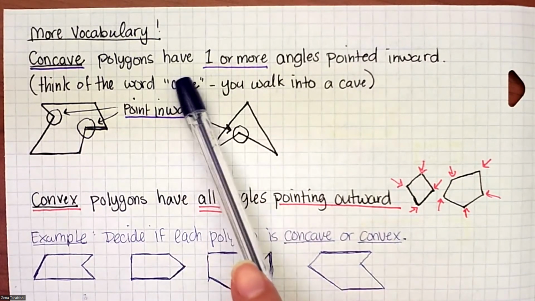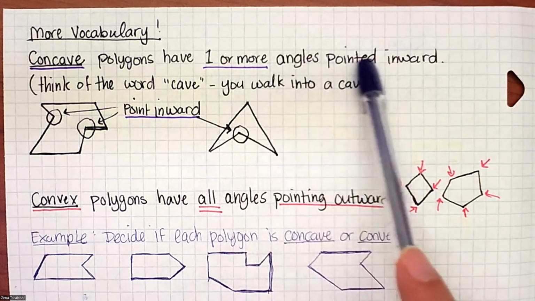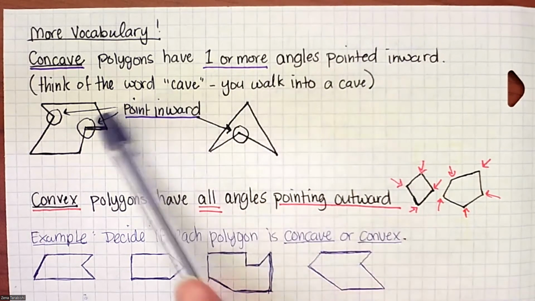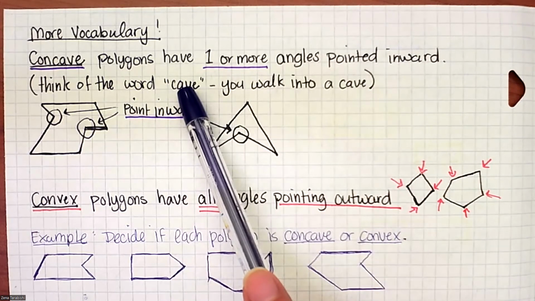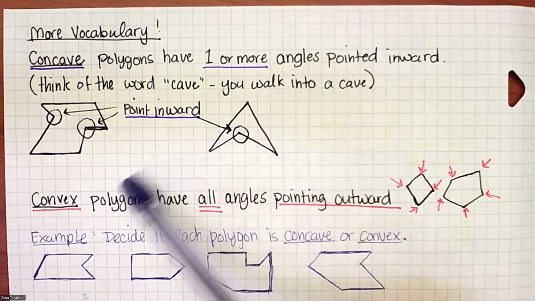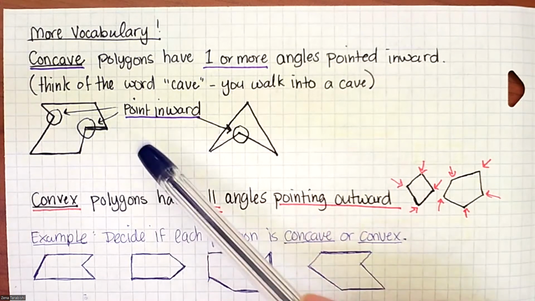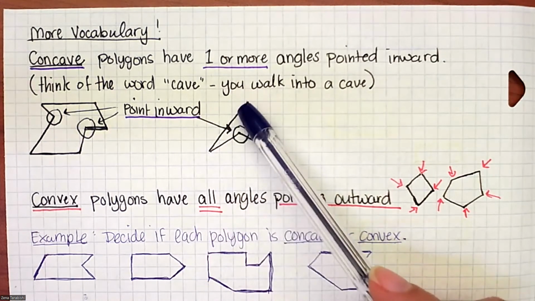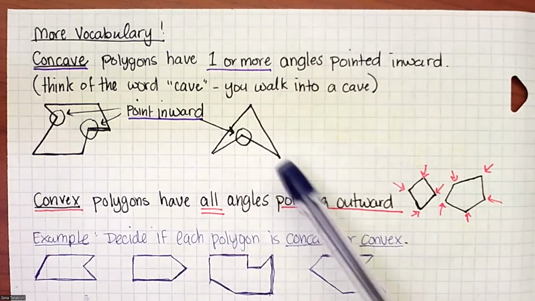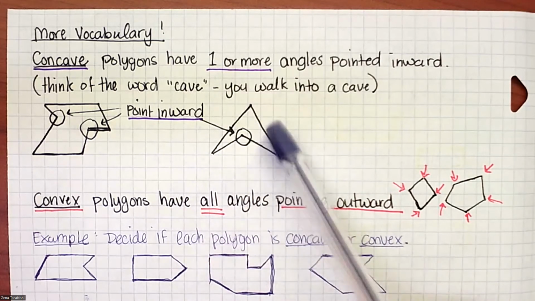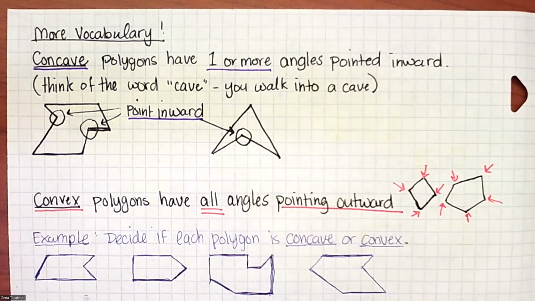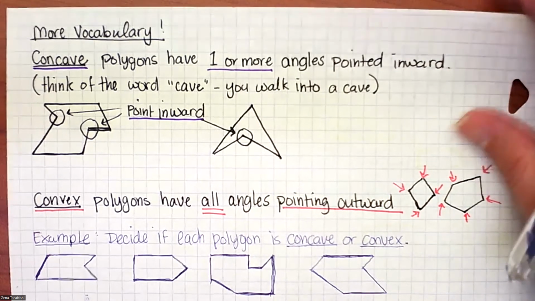Concave polygons have one or more angles that point inward. So think of the word cave. When you go to a cave, you walk into a cave. So you see how these pull in towards the center of the shape. They're not all pointing outwards. This one points in towards the center of the shape. It doesn't matter if it has one or more than one. If it has at least one, it's a concave polygon.